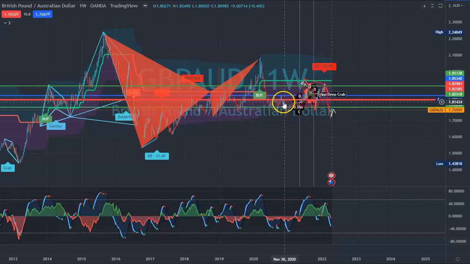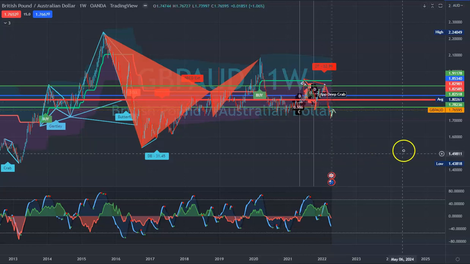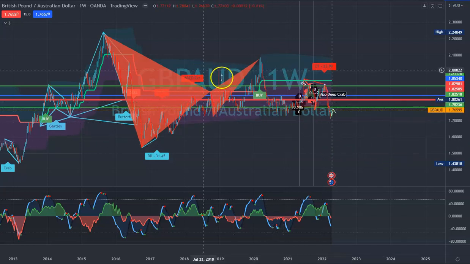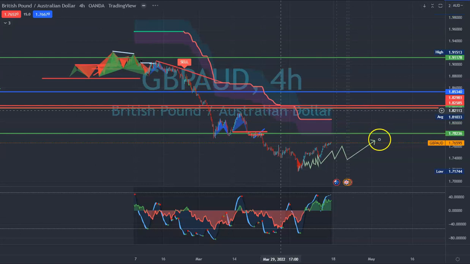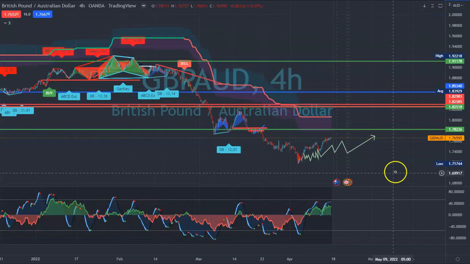So you see why GBP AUD was dropping, okay? It was dropping just trying to fulfill this crazy thing here. And it was on the weekly, and I forgot about it. We were still shorting it anyway, so it didn't matter.